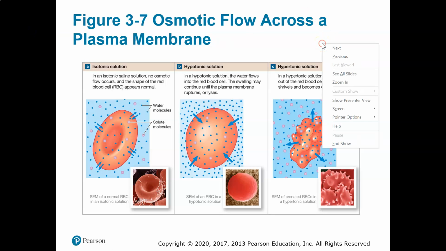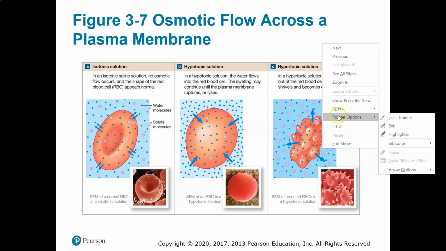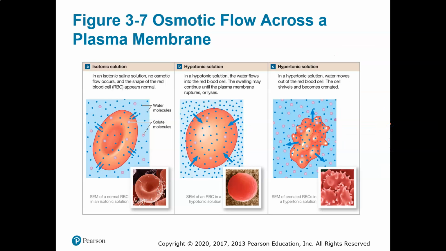This slide shows you pictures of red blood cells, erythrocytes, when placed in isotonic, hypotonic, and hypertonic solutions, and what happens to the red blood cells. You can see what happens in the illustration, but if you look down here, you can also see what the red blood cell actually looks like. This is a real image, a scanning electron micrograph, so it shows a lot of good detail.